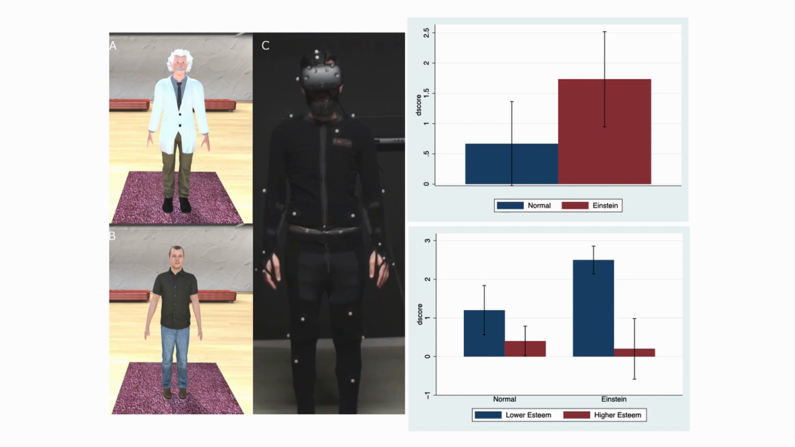But if you look at the bottom graph, that increase was far more important for those with low self-esteem than for those with high self-esteem. The bluish colored ones are the ones for low self-esteem. The ones for high self-esteem, there wasn't really much change.